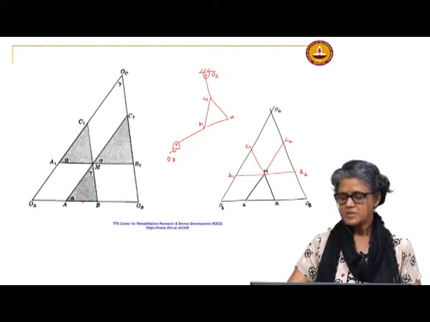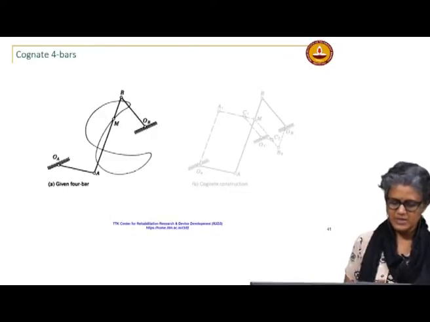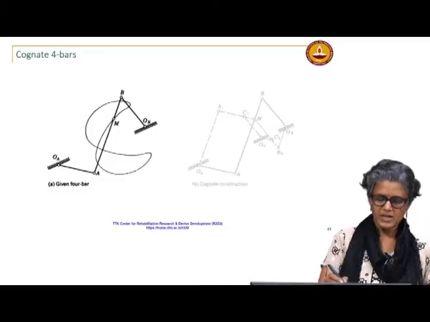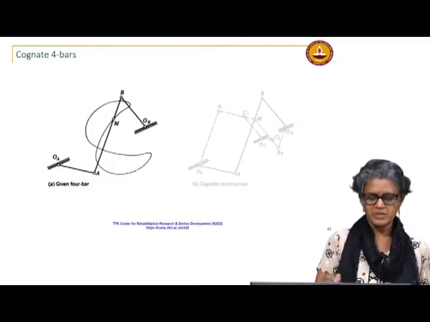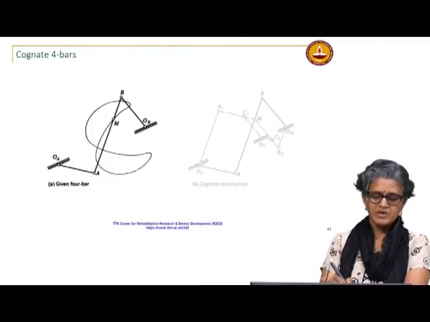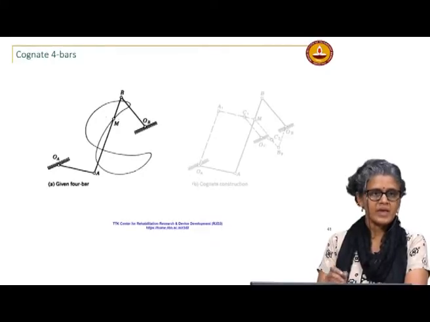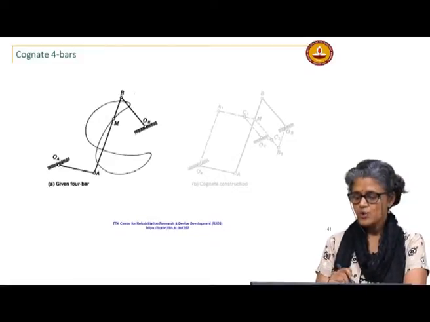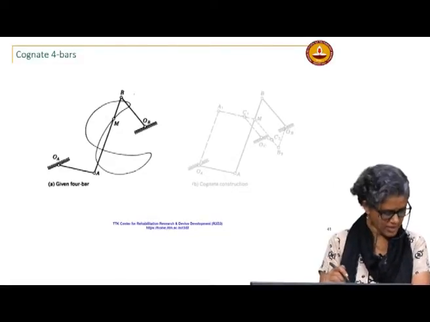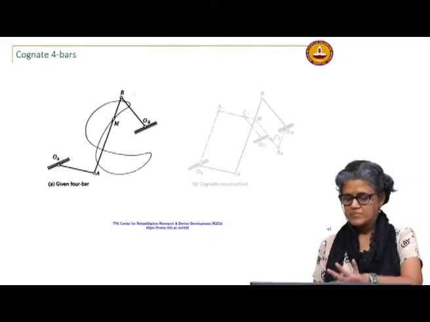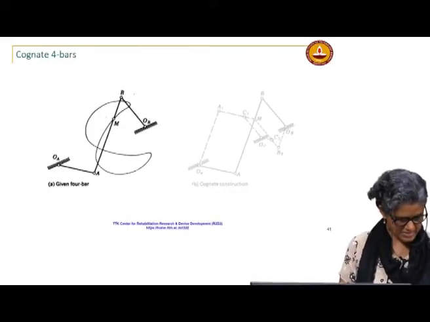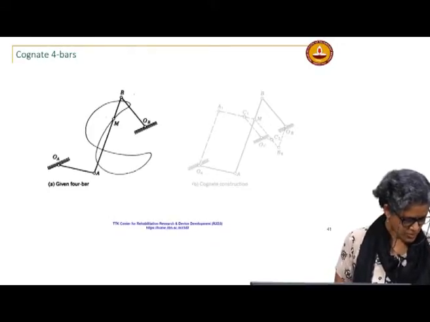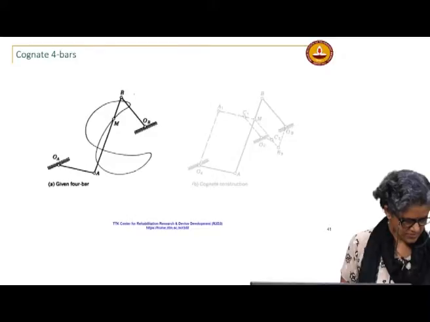So, how do you determine the link lengths for that case? We will do an example. Here is a given 4 bar OA, AB, OB, and you are given a coupler point M which traces this coupler curve. You want to find the cognates that correspond to this 4 bar, that will generate the same coupler curve. So, this is the procedure.